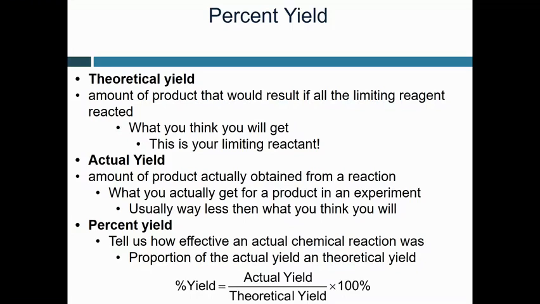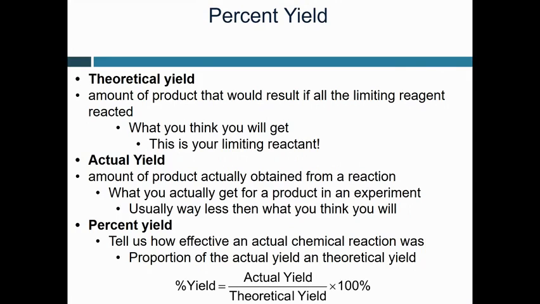Yield and solving for percent yield. You need two variables when you're solving for percent yield. The first is theoretical, and the second is your actual yield. A theoretical yield is the amount of product that would result if all the limiting reagents reacted. It's what you think you will get, or what your limiting reactant actually is.